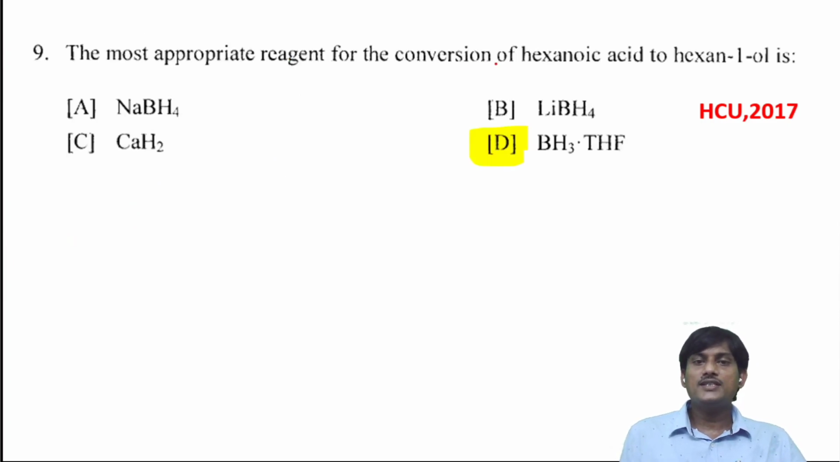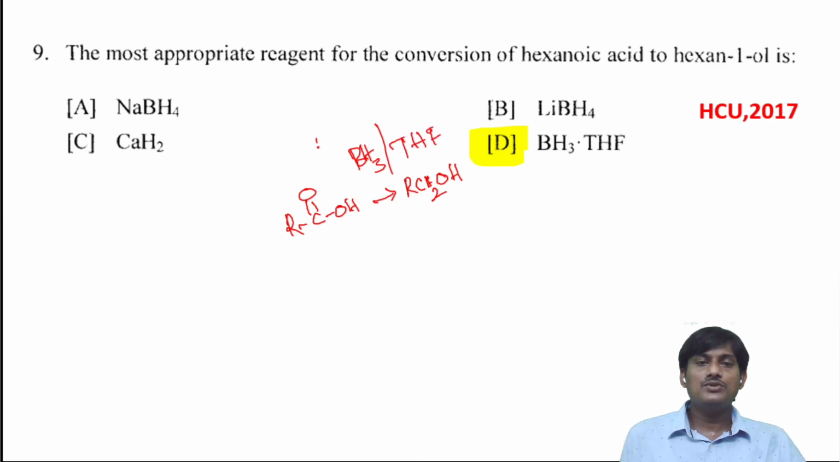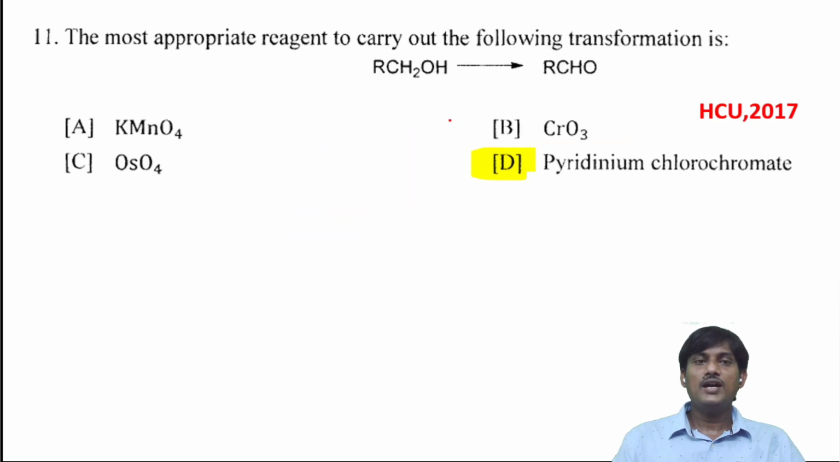The most appropriate reagent for the conversion of hexanoic acid to hexane-1-ol is. It's a conversion of carboxylic acid RCOOH into RCH2OH. So for this conversion, what is the best reagent? This is the best reagent. Diborane dissolved in THF. This is the best reagent for the conversion of carboxylic acids into alcohols.